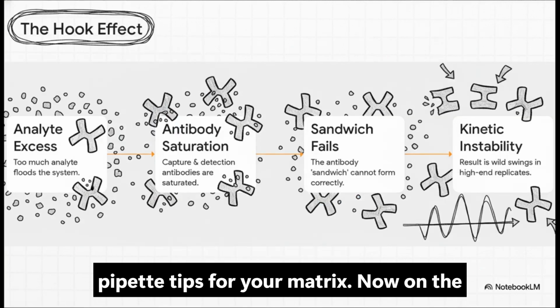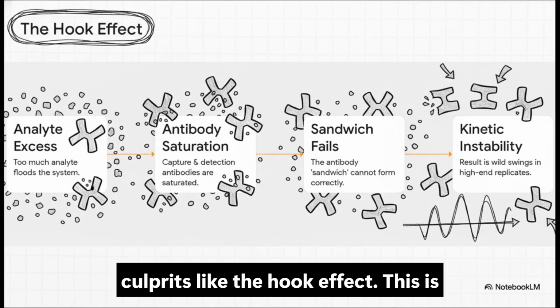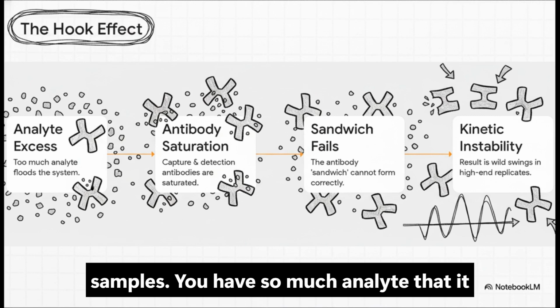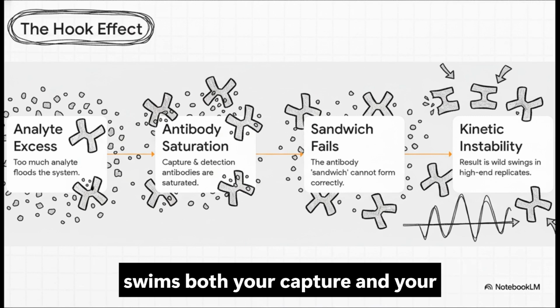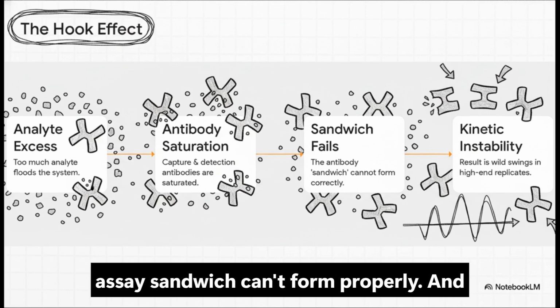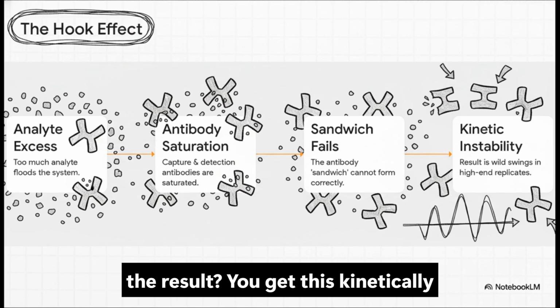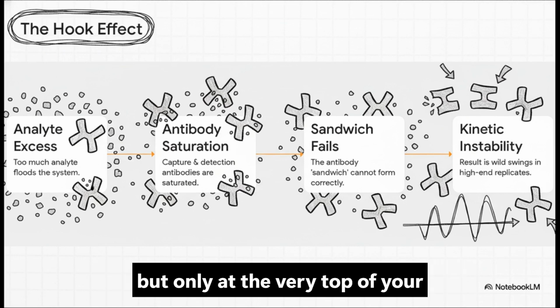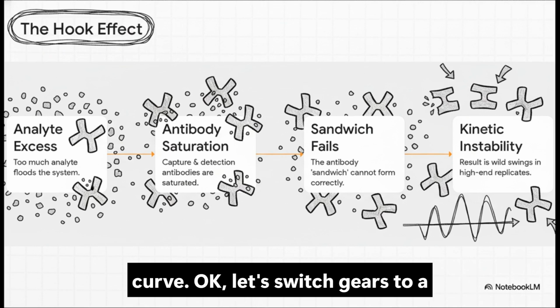Now, on the biological side, you have classic culprits like the hook effect. This is what happens in really high concentration samples. You have so much analyte that it swamps both your capture and your detection antibodies, which means the assay sandwich can't form properly. And the result? You get this kinetically unstable system that causes wild, unpredictable swings in your replicates, but only at the very top of your curve.